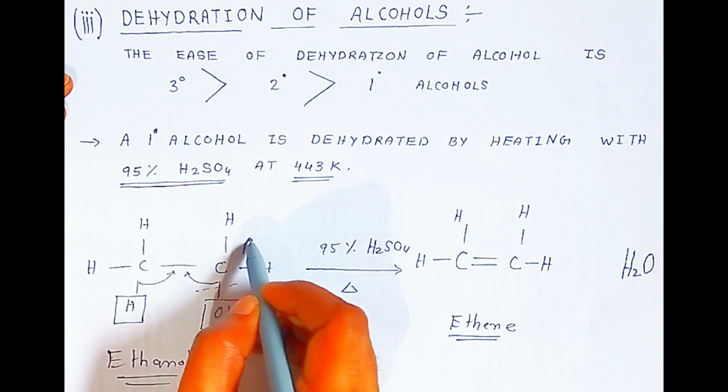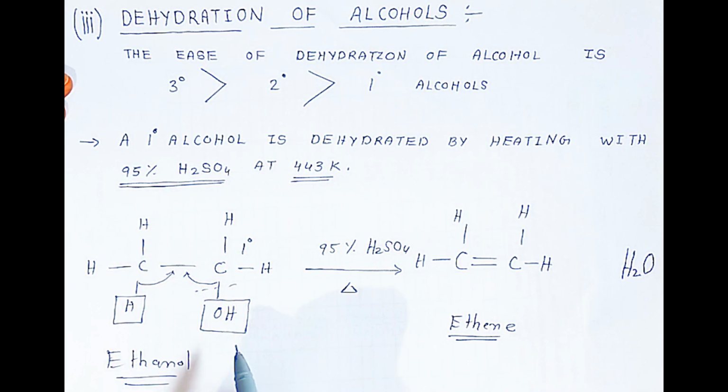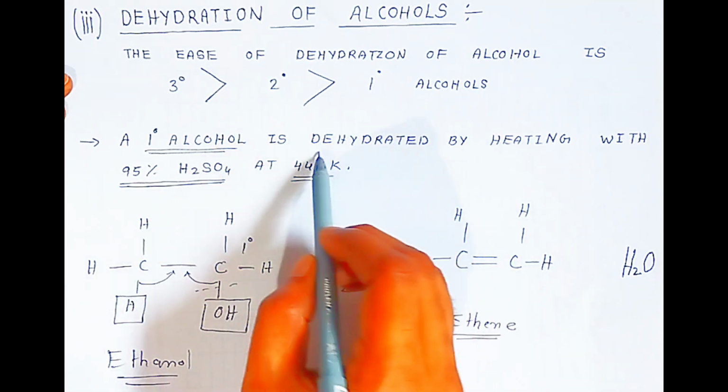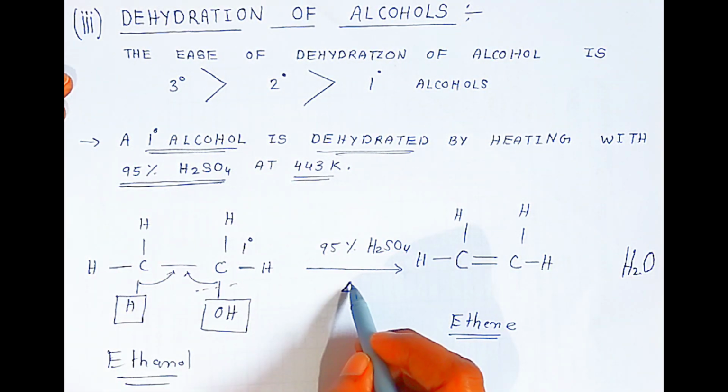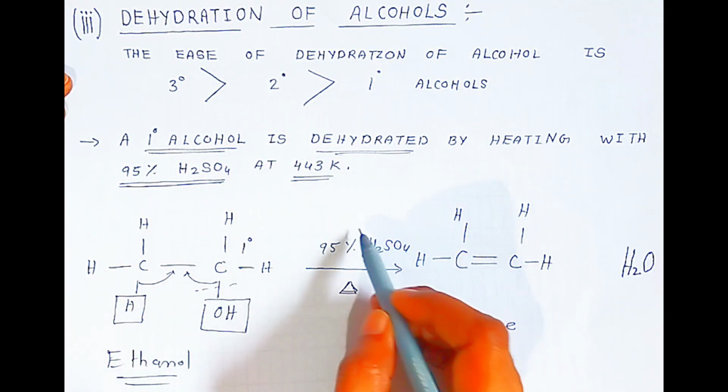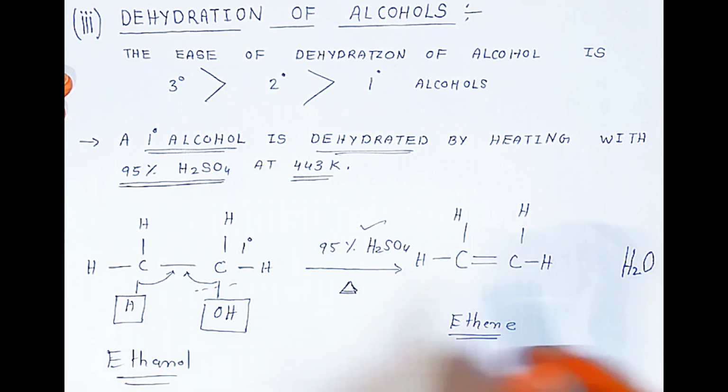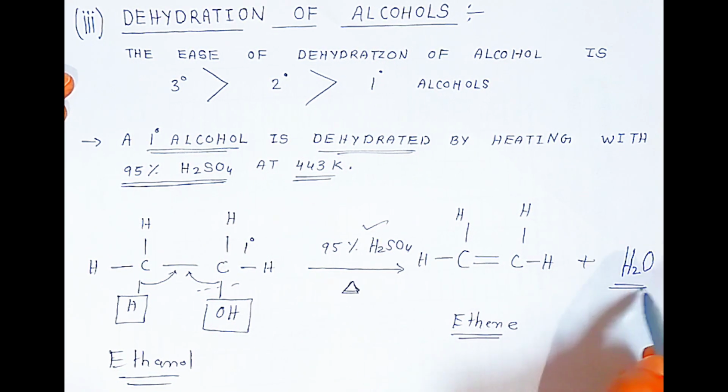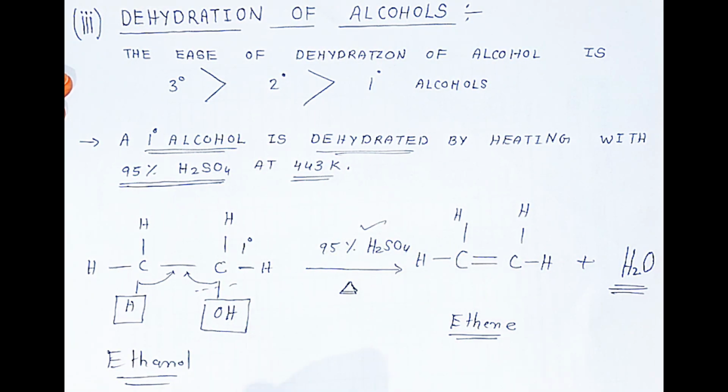This is first degree alcohol, students, where OH is attached to the first degree carbon. So primary alcohol is dehydrated on heating. This is the symbol of heating, students, with 95% sulfuric acid. There is an elimination of a water molecule, and there is formation of ethene. So students, this way dehydration takes place. Primary alcohol is dehydrated and it will give you ethene.